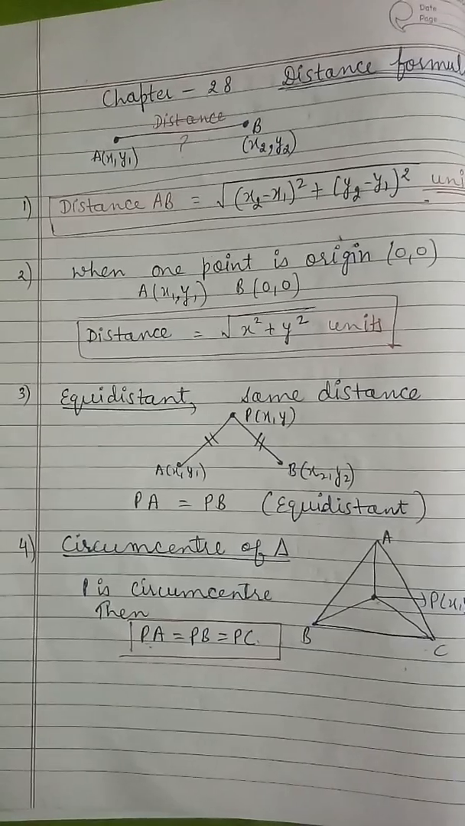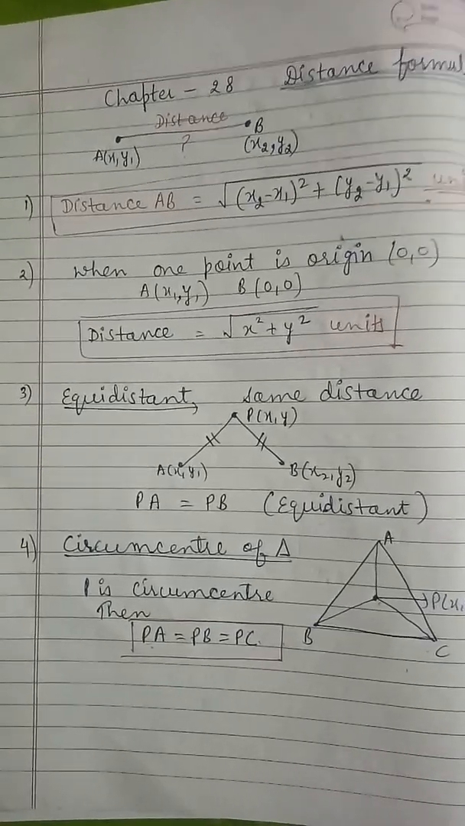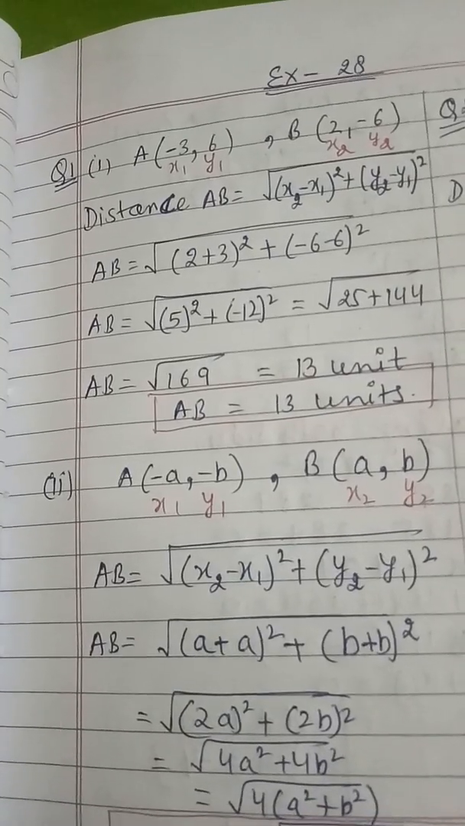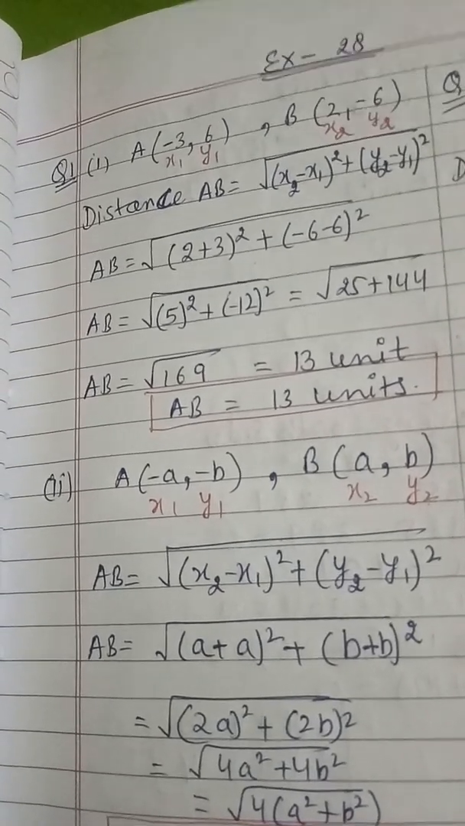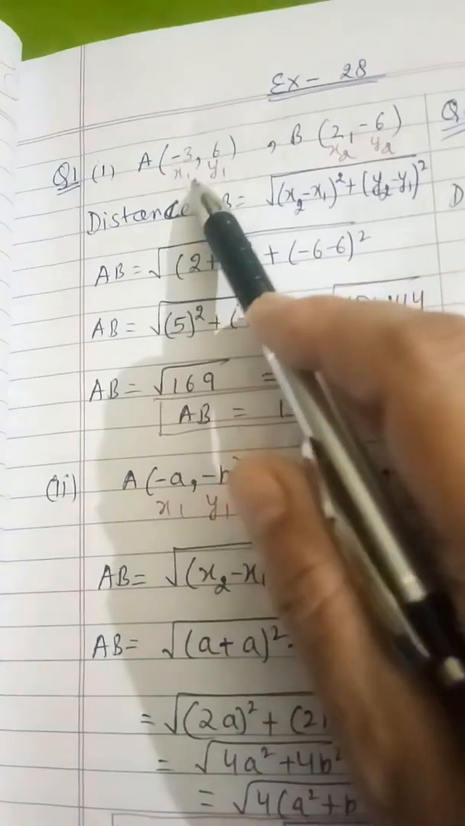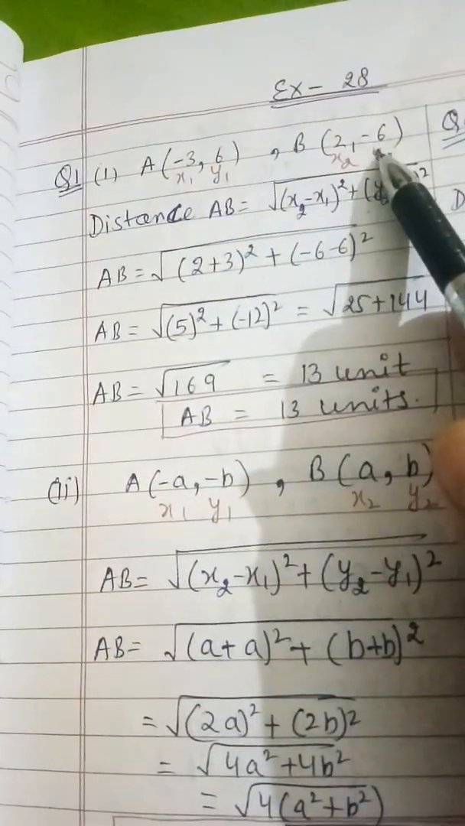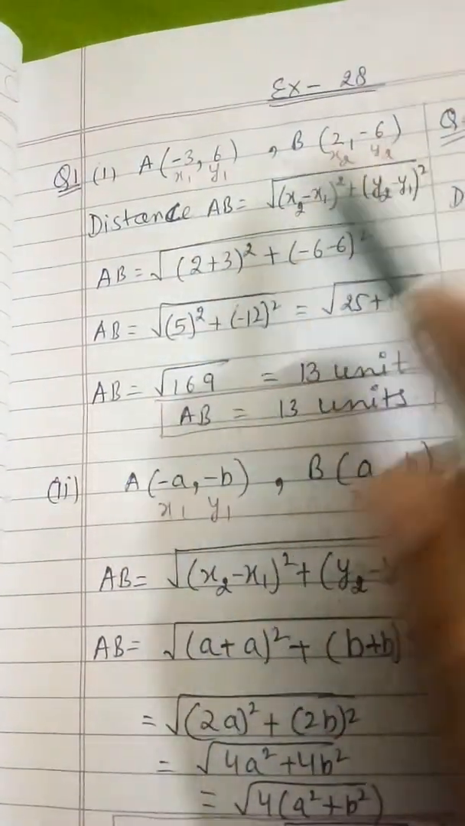Okay, now we are going to start the exercise. So let us discuss the first question. The first question is: find the distance between the following pair of points. Just see the first part. This is the point A and B and they ask what is the distance AB.